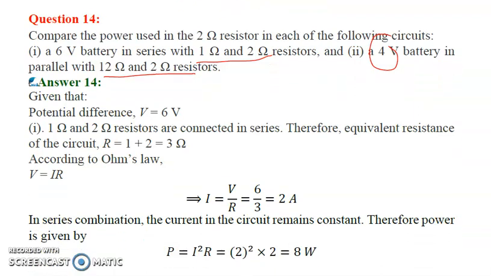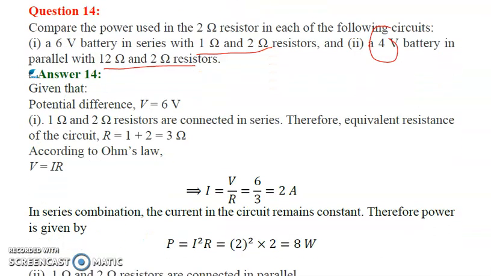So what we'll be doing in this case is, when the potential difference given to us is 6 volt, since the 1 ohm and 2 ohm resistors are connected in series, the equivalent resistance would be 1 plus 2, simply 3 ohm. According to Ohm's law, V is equal to IR, so I would be V by R. We are trying to calculate the current flowing in the circuit. So V is equal to 6 and R will be 3, because these two resistances are connected in series in this way. Let's say this is 1 ohm and this is 2 ohm. So the equivalent resistance of this circuit will be 3 ohm.